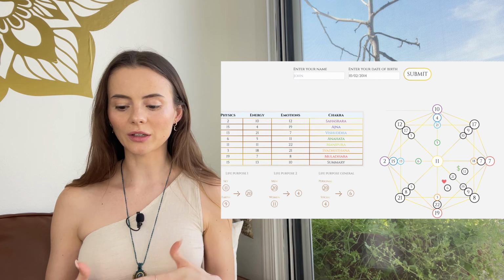If you want to calculate your matrix chart, just go on my website, theomworld.com, and find the matrix calculator there. Put your name and your birthday and hit submit. So you see your matrix chart. Hopefully you already have it, looking right at it, you calculated it.